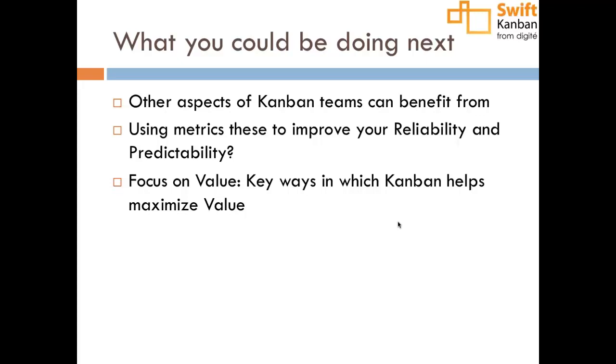There are some metrics which are over and above the cycle time and CFD, and some of them were listed there and you're already using them. That's really great. We look at how you can use these metrics for improving your reliability and predictability. And of course, how do you then look at your Kanban implementation holistically to improve and to maximize the delivery of value to your customers?